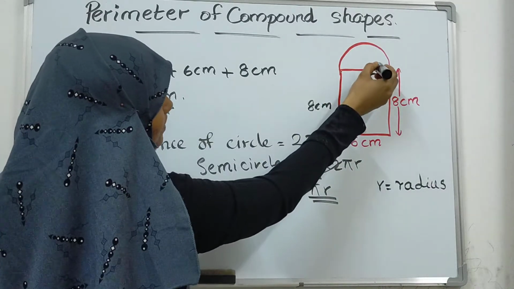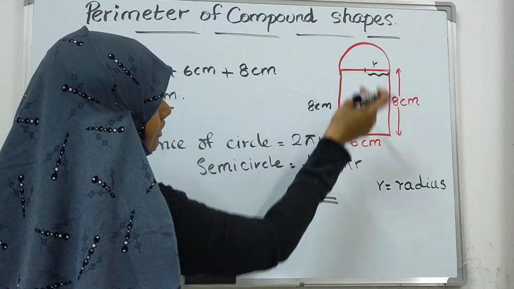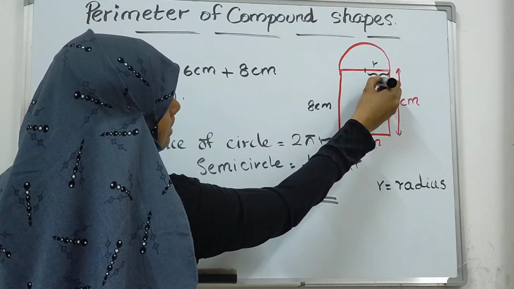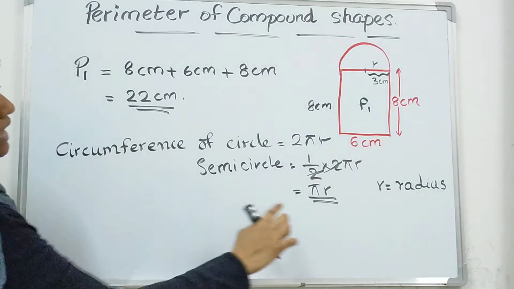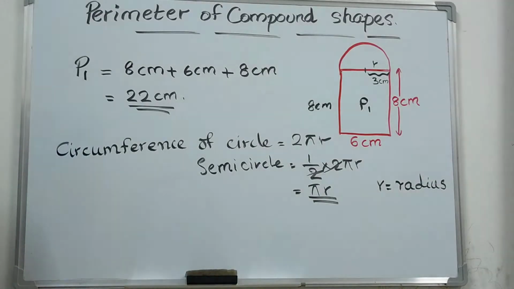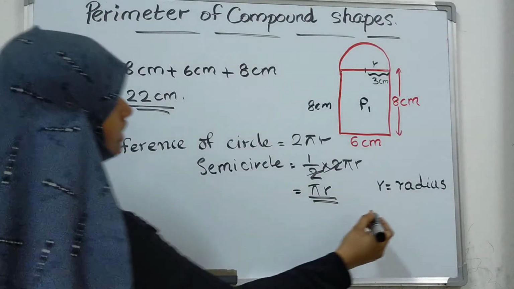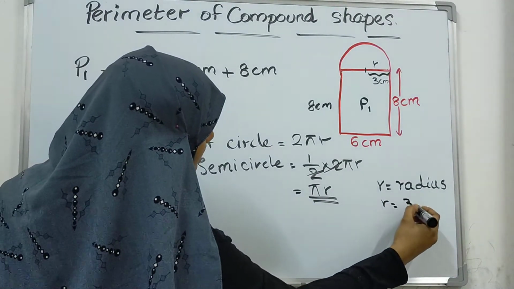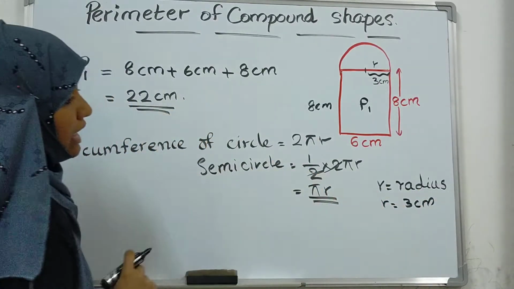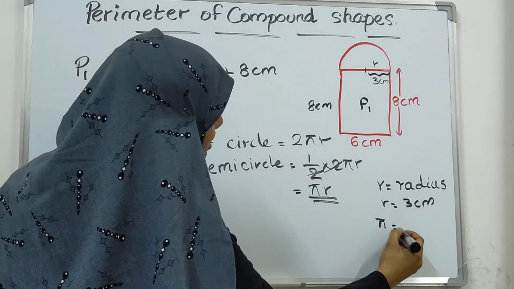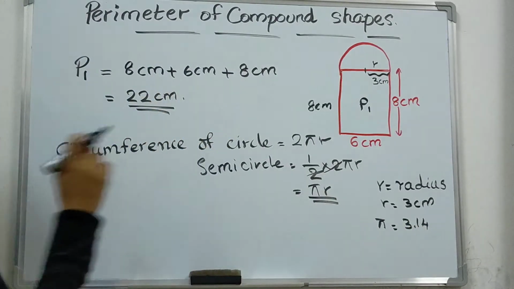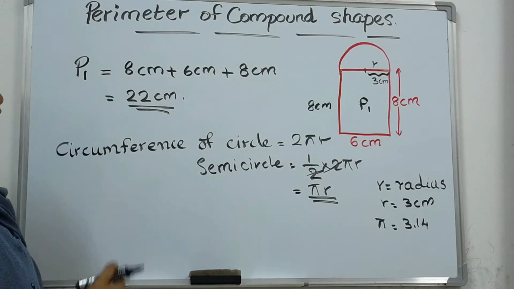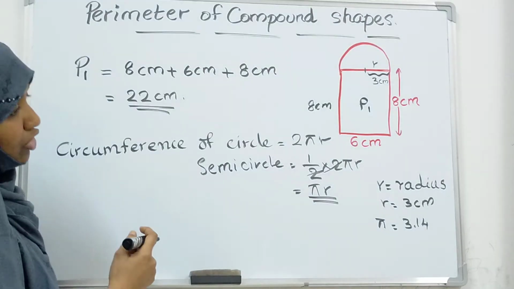I just need the radius. So what will be the half of 6? It will be 3, which means the radius will be 3 centimeter. So I have got the value of radius here, which is 3 centimeter. So I just took r equals 3 centimeter. And what about pi? The value of pi is 3.14.